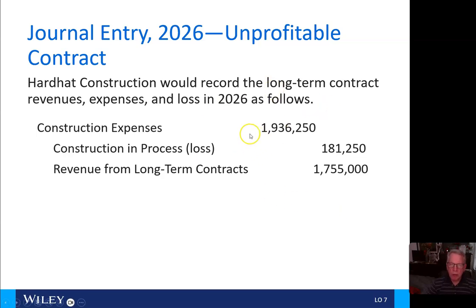The journal entry for that would be the 1,936,250 as construction expenses. Now our loss has gone to 181,250, and our revenue from long-term contracts 1,755,000.